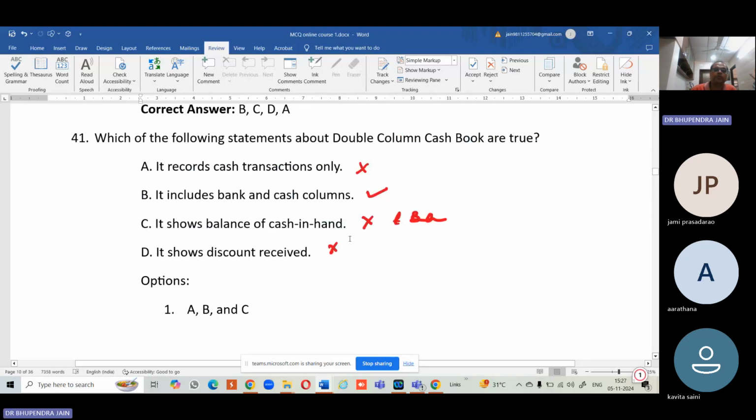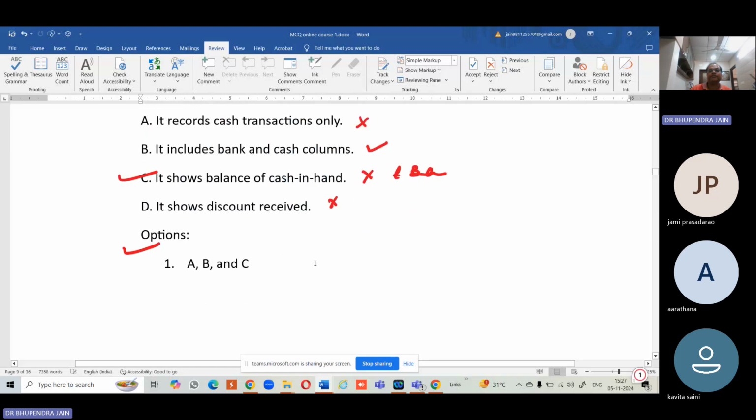Which of the following statements? So beta, it shows the cash in hand? Yes. It shows the discount allowed? Yes. How many options are correct? So the last three options are correct. So the answer is C.